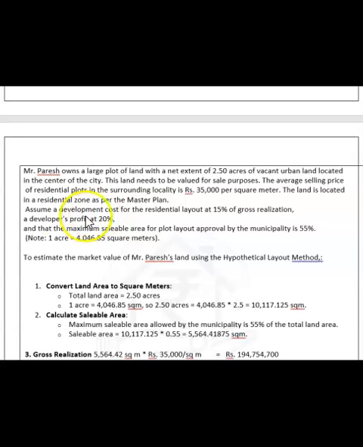The average selling price of a residential plot in the surrounding locality is 35,000 per square meter. The land is located in a residential zone as per the master plan. Assume a development cost for the residential layout at 15% of gross realization and developer profit at 20%. And the maximum sellable area for plot layout approval by the municipality is 55%. Here is the municipality-approved maximum he can sell, 55%.